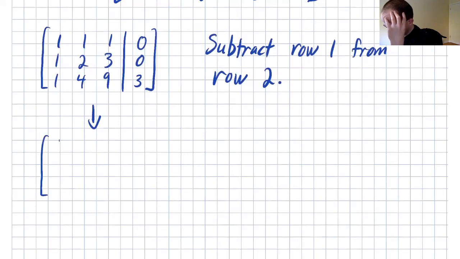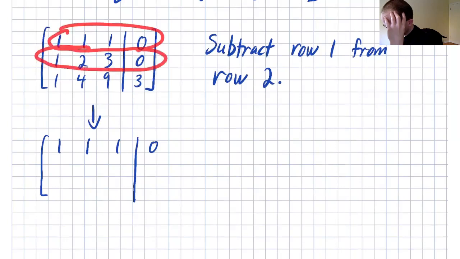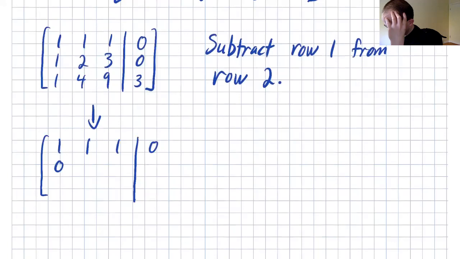Although we keep row 1 the same, we don't change row 1. So this is just updating to get a new value for row 2. We're going to subtract this row from this row. That will create a 0 here. This will be a 1, and this will be a 2, and that will be a 0.